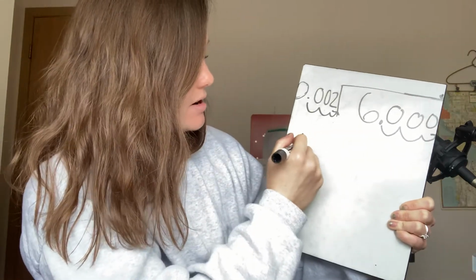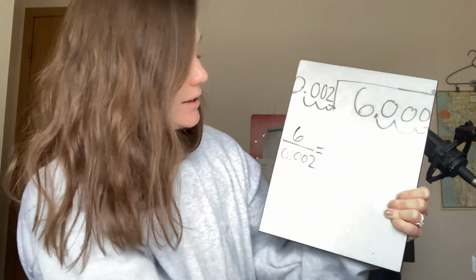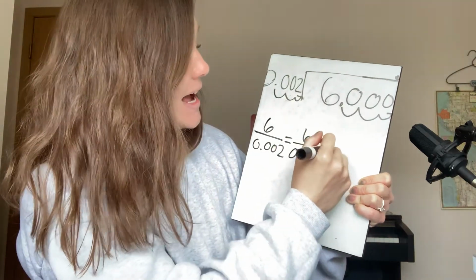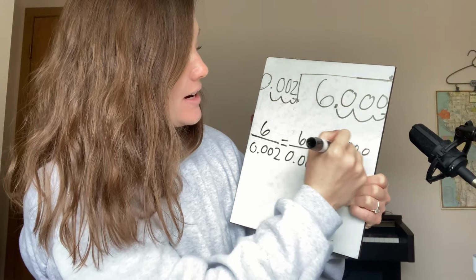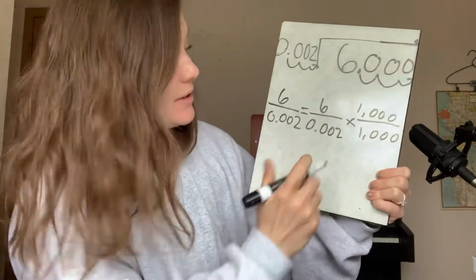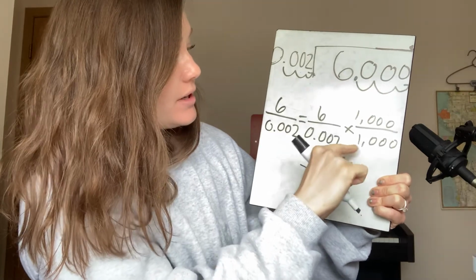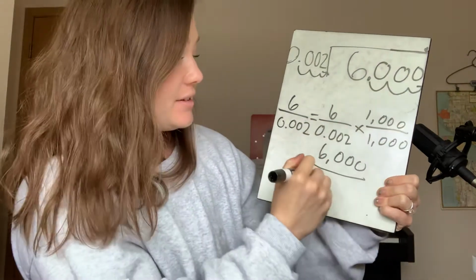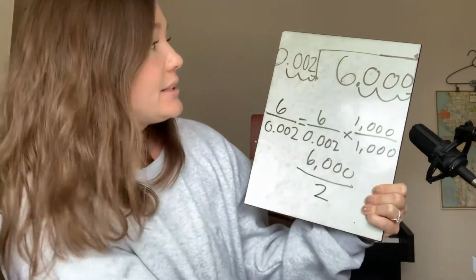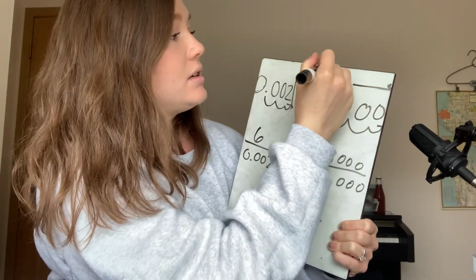Okay. Same process down here. We're just showing all the steps. So 6 over 2 thousandths is the same as 6 over 2 thousandths times 1,000 over 1,000. 6 times 1,000 gives us 6,000, which is the same up here. And 2 thousandths times 1,000 would give us just 2 wholes. So we're left with the same problems up here and down here. So 6,000 divided by 2 would give us 3,000.